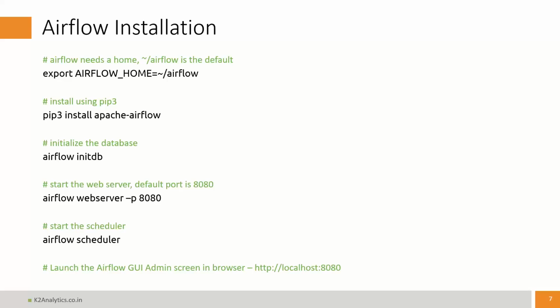Here I have the installation guide given as per Linux. I'm going to use a Linux server. One of the things is you need to set the home. By default, the Airflow home is ~/airflow. When you install Apache Airflow, the syntax is pip3 install apache-airflow. It will take this Airflow home as its default path.